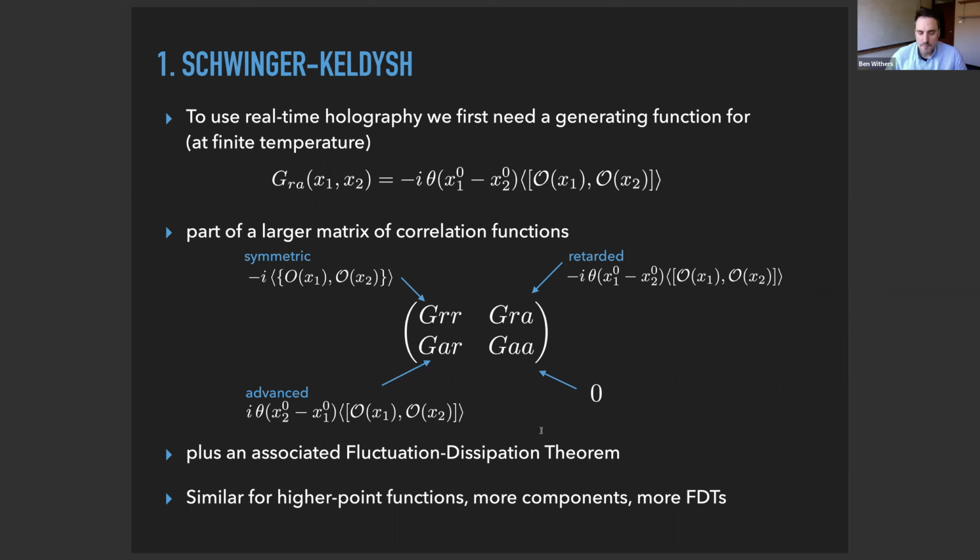This is at the level of 2-point functions, and then for 3-point functions, there's a 3-by-3 matrix, and there are associated generalized fluctuation dissipation theorems for those higher point correlation functions. So to get at this generating function, we're embedding this retarded response in a more general framework of all the different types of response that we can have.